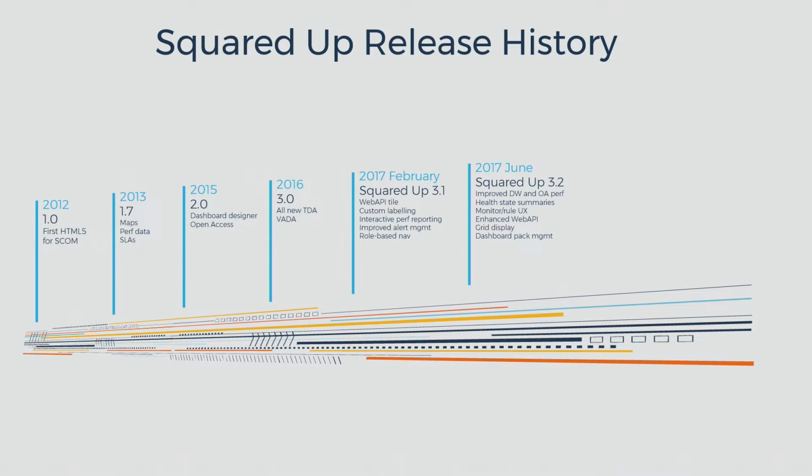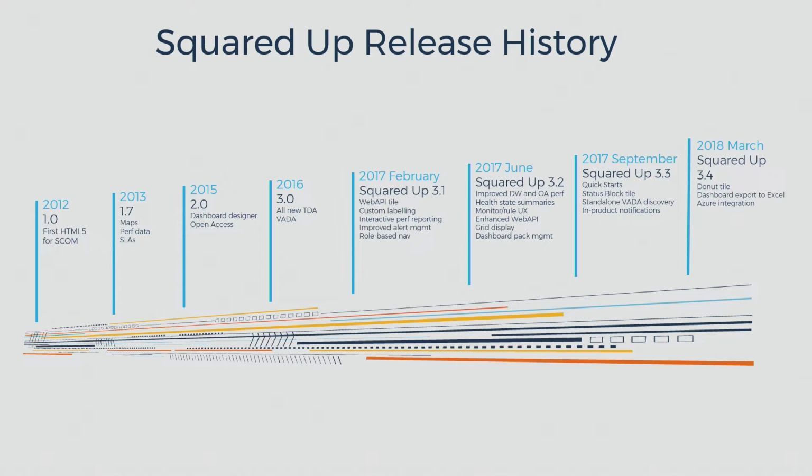Introducing 3.2, where we brought the health state summaries, the grid display, and so on into the product. 3.3 with a status block tile and some enhancements in Veda. And the most recent release, 3.4, was just earlier this year. So actually we've been developing V4 for over a year now, but have released 3.4 in the meantime, which introduced the donut tile and dashboard export to Excel, and also tidied up the Azure integration to allow you to integrate with log analytics. So hopefully most of you on the webinar are currently on 3.4.